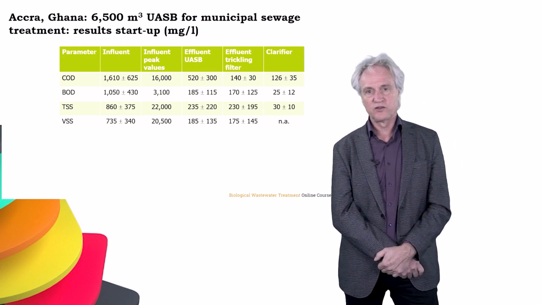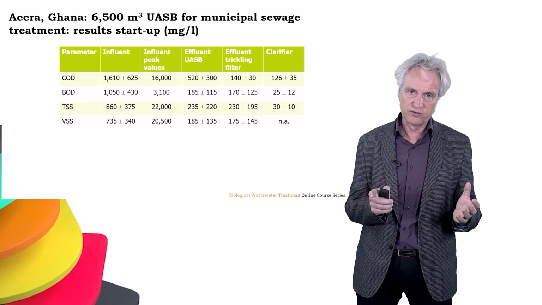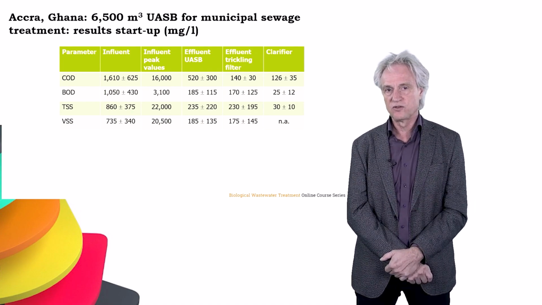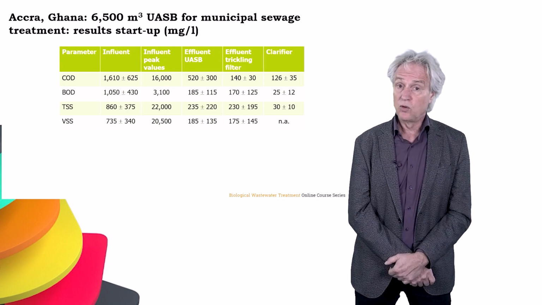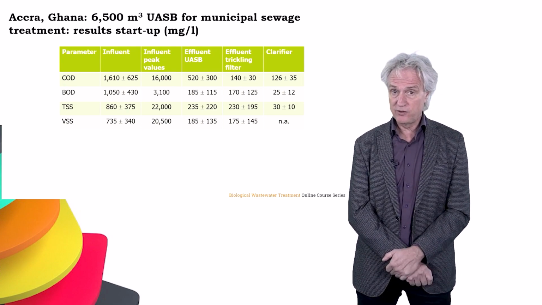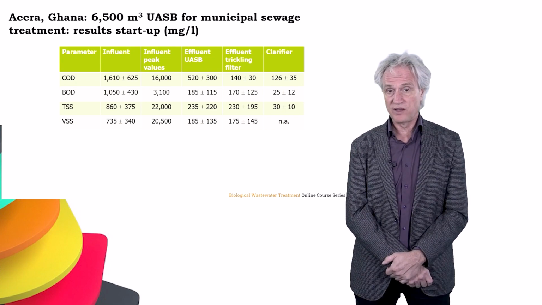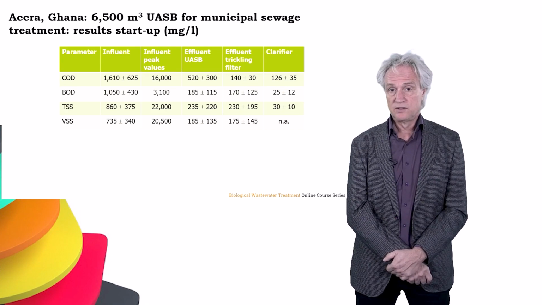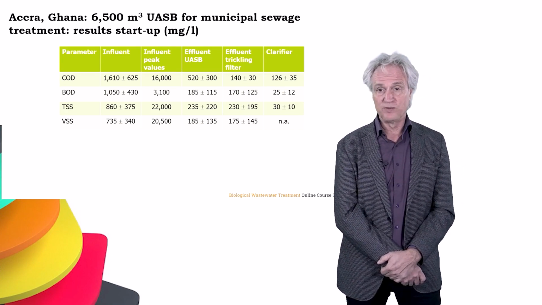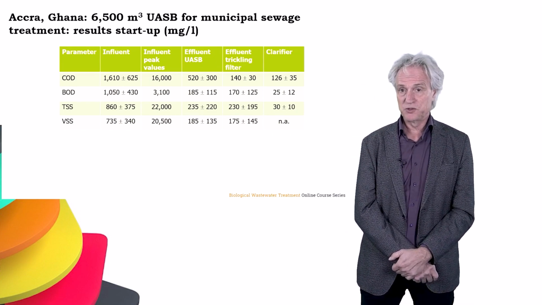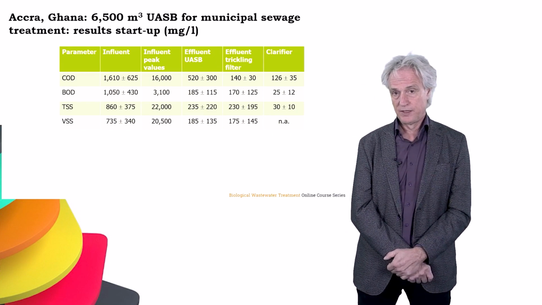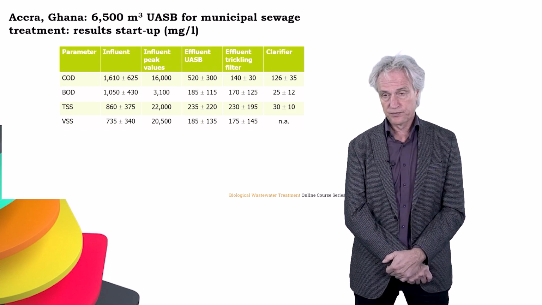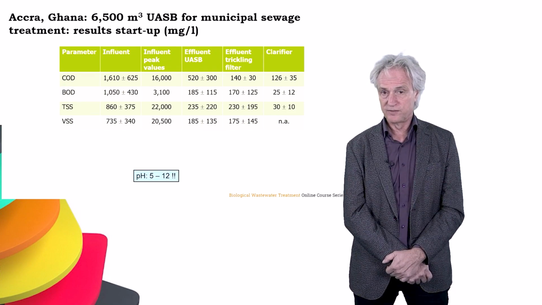Now to go to the results of this reactor, you see some peculiar observations. In this table, you see the COD, the BOD, the TSS, and the VSS concentrations of the influent. You will also see next to that column the influent peak values, with COD values 10 times higher, and TSS values as well more than 10 times higher. Then you see the effluent of the USB reactor, the effluent of the trickling filter, and the effluent of the clarifier. In fact, the reactor worked amazingly well. Very good. But there also come some constraints here.